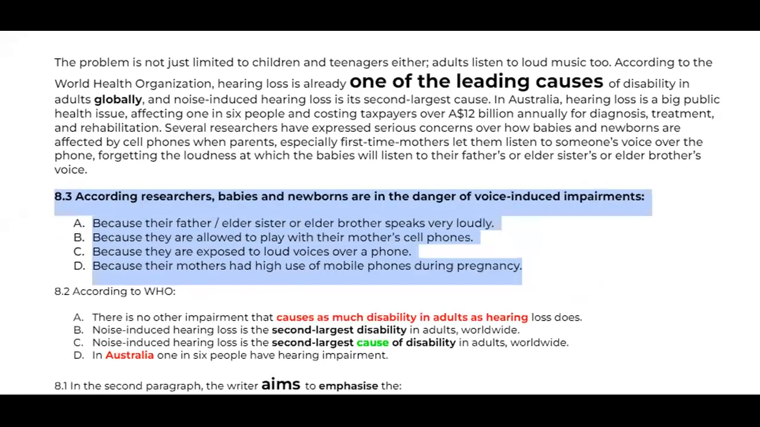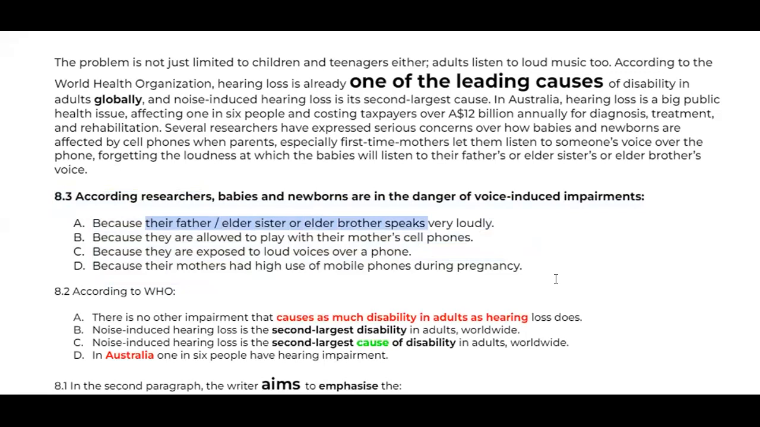According to researchers, babies and newborns are in danger of noise-induced impairments because their father, elder sister, or elder brother speaks very loudly; because they are allowed to play with their mother's cell phones; because they are exposed to loud voices over a phone; because their mothers had high use of mobile phones during pregnancy. How many of you thought, okay, let me eliminate one by one. Because their father, elder sister, or elder brother speaks very loudly.